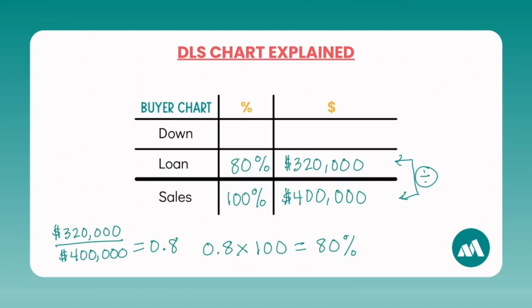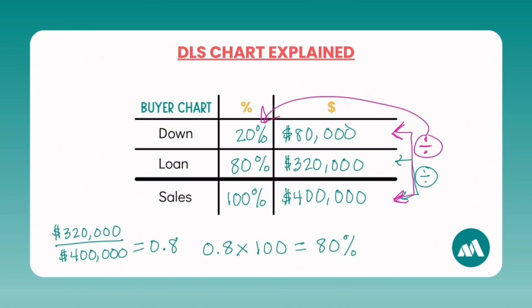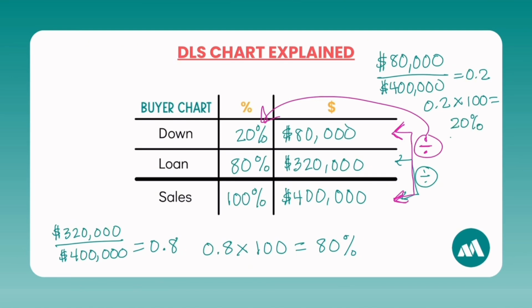And now you know the rest of the chart is 20%, and this is $80,000. You can also use the $80,000 and the value of the home, divide them, and you find this down percentage. So try it. If you have $80,000 and you divide it by $400,000, you will get 0.2. And then 0.2 times 100 is going to give you 20%.